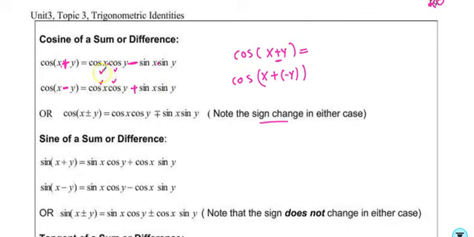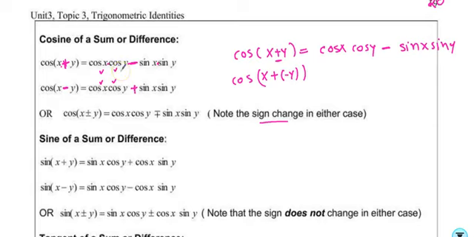Sum or difference, the first two terms: the first product is the same because cosine is an even function. Then the sine has negative y replaced with negative y, so it becomes negative because sine is an odd function. So cosine, cosine: cosine x cosine y, opposite sign, sine x sine y. So these are some new formulas.